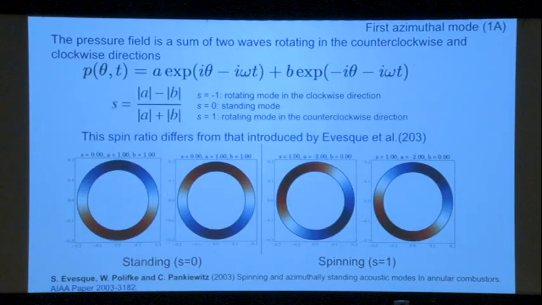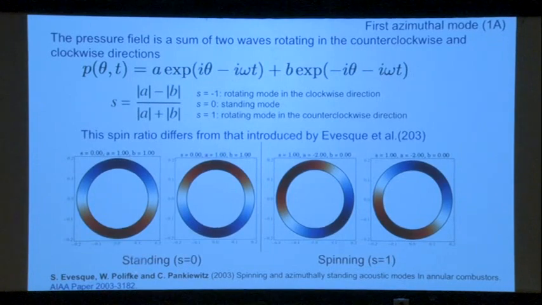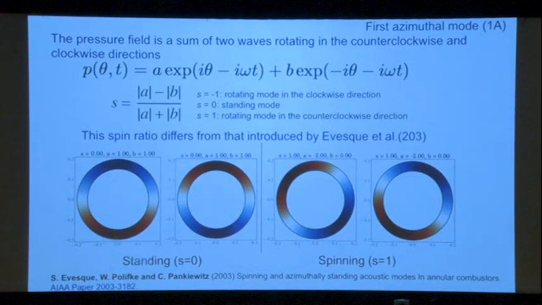Let's now look at the modes that we have, these azimuthal modes. And if you have these 2 waves, it is very interesting to actually determine what we call a spin number. This concept was initially introduced by Stéphanie Évêque and Wolfgang Polifke. They just wanted to characterize the amount of spinning in such a situation. However, their definition is somewhat ambiguous. There is an ambiguity in using that definition. So this one is a better one, I think.